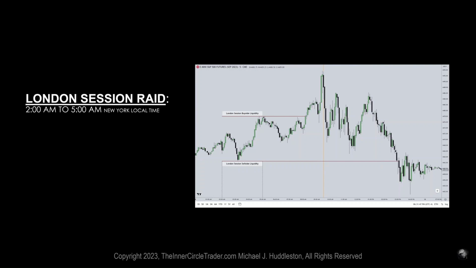I'm looking at the London session raid. That means I'm going to be looking at the range between 2 o'clock in the morning and 5 o'clock in the morning, New York local time. Now again, tell me, is that complicated? No, simple. So in your charts, you want to be annotating what those levels are.